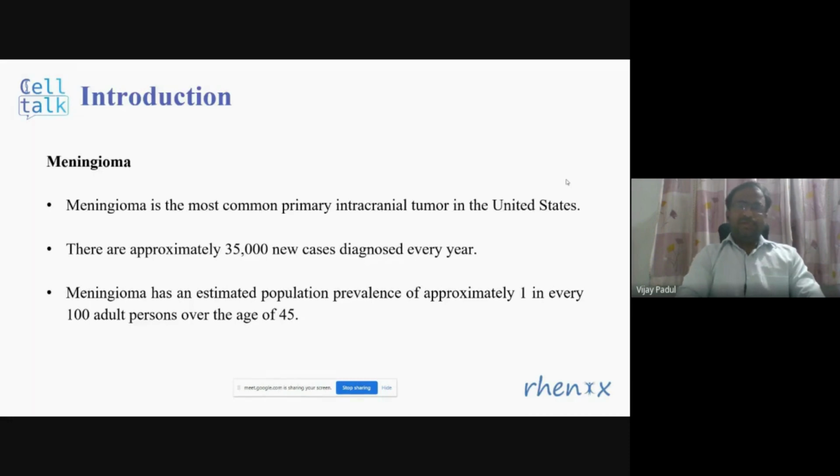Meningioma is the most common primary intracranial tumor in the United States. About 35,000 new cases are diagnosed every year and the population prevalence is approximately 1 in every 100 adults over the age of 45.